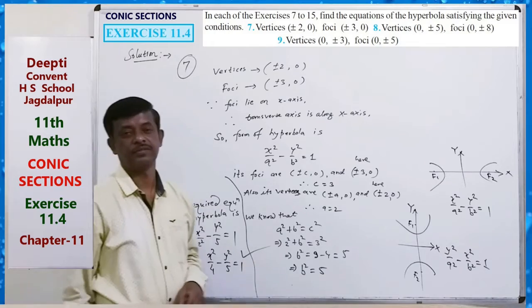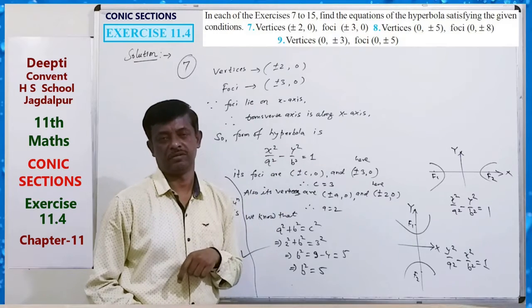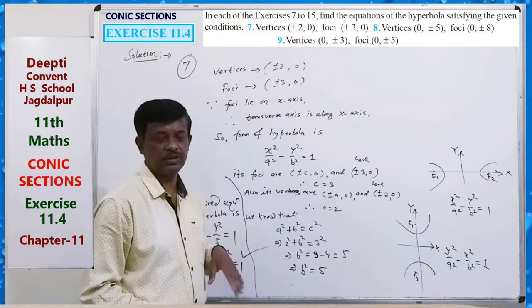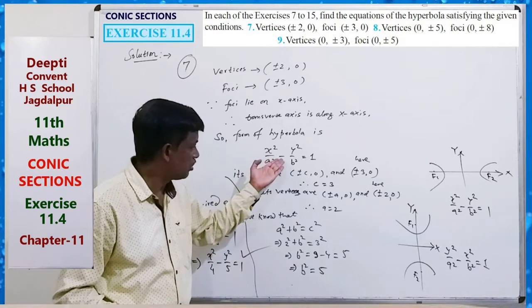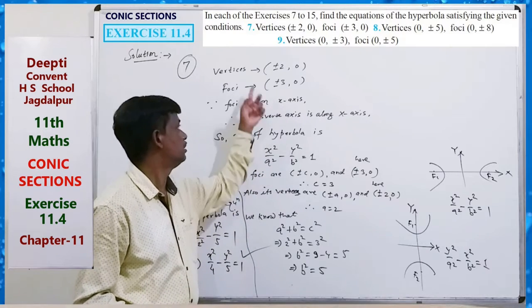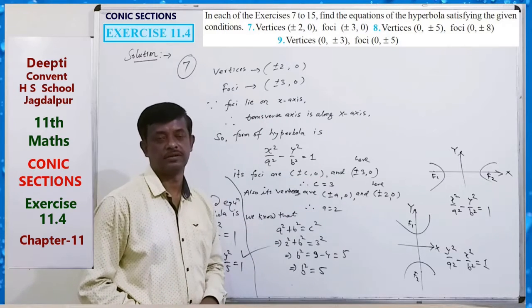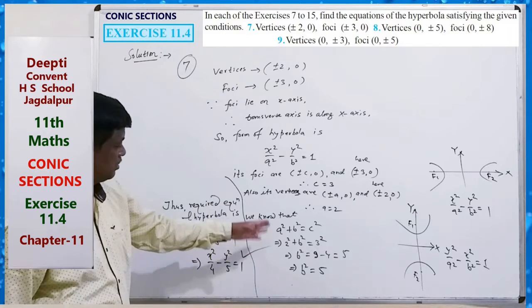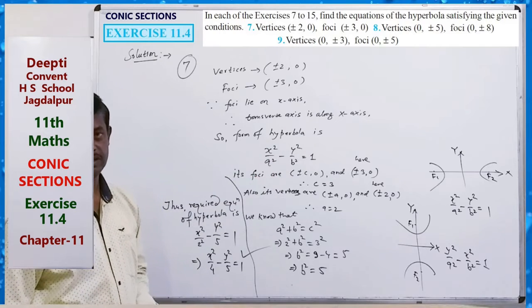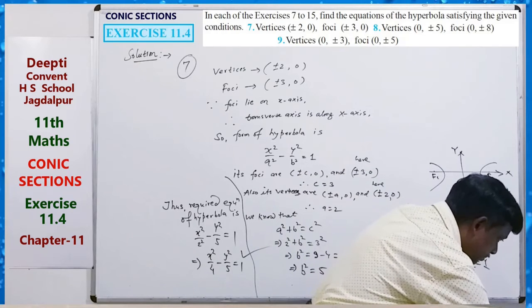This is our solution. First of all we have to decide what will be the format of the hyperbola. When we decide this, then we can find its foci. Comparing its general foci with the given foci, and vertices with the given vertices, we can get two values. One value can be found from this relation, and then we can write the required hyperbola by putting a and b here. Similarly, 7, 8, 9 you can do.